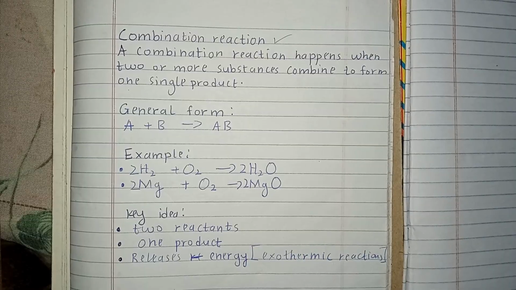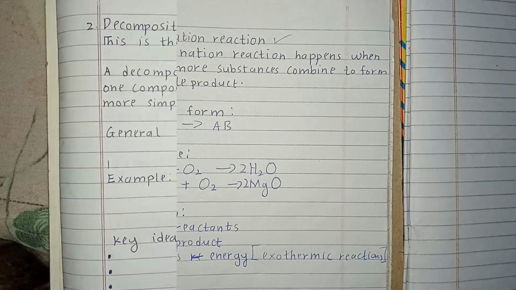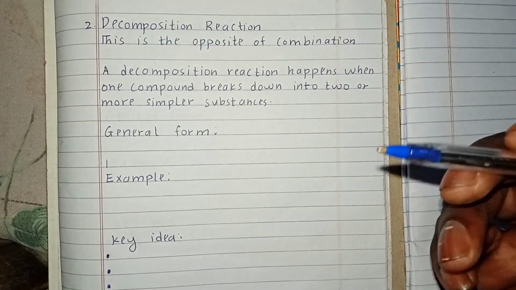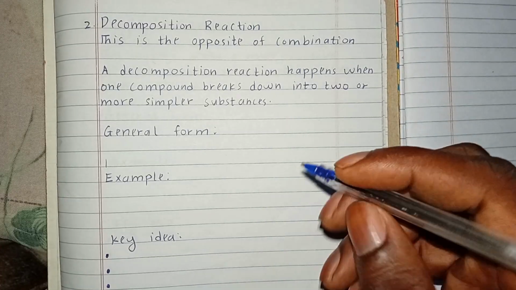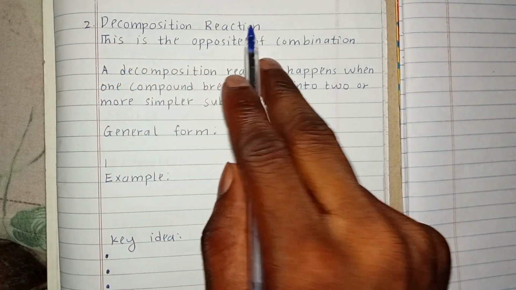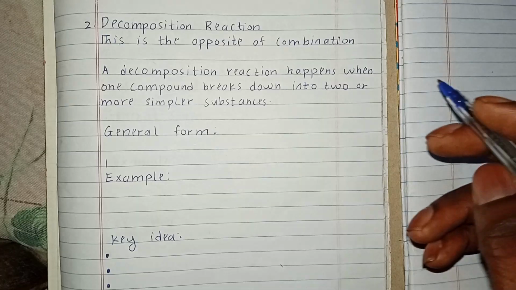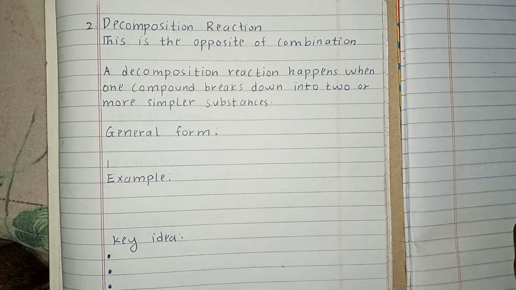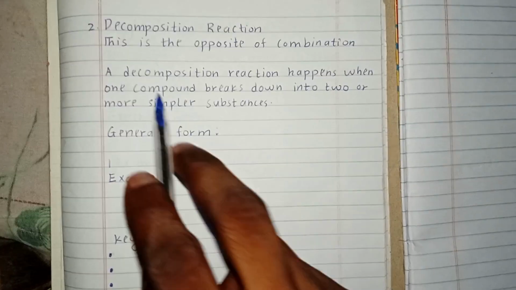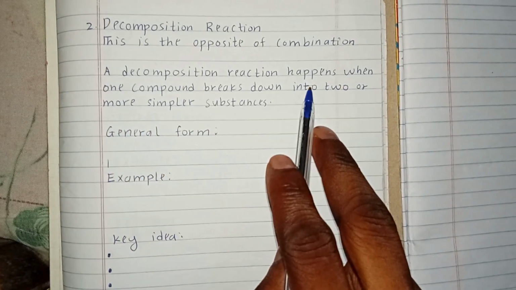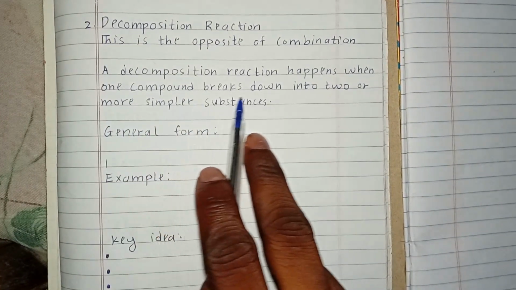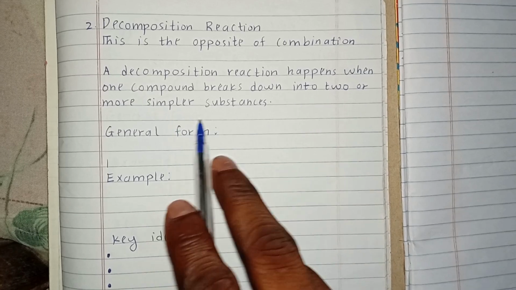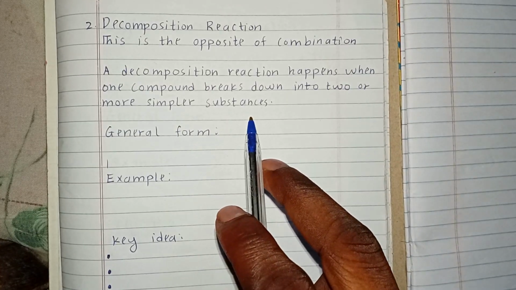Now let's move forward to the next type of chemical reaction. So the next type of reaction we are going to be talking about is a decomposition reaction. So decomposition reaction is just the opposite of combination reaction we just learned. So a decomposition reaction happens when one compound breaks into 2 or more simpler substances.